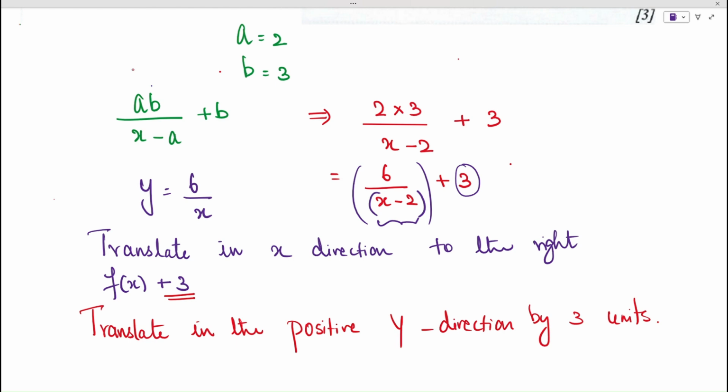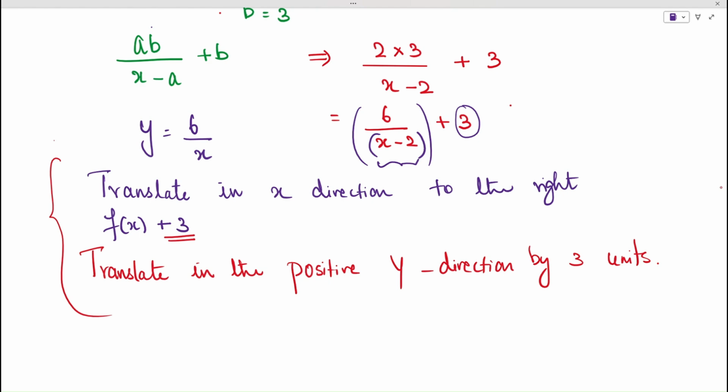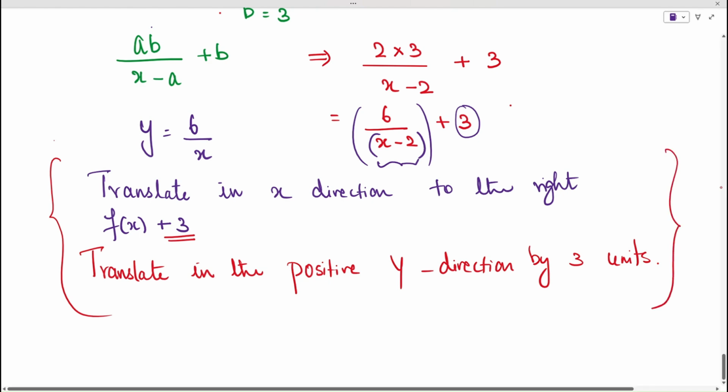And so when we write what our transformation is, we have to write that the transformation is a translation of 2 units to the right and 3 units up.